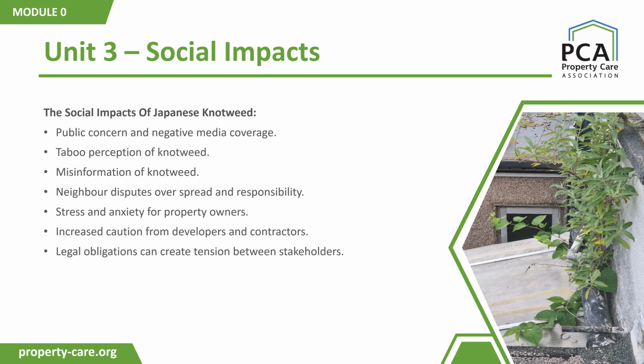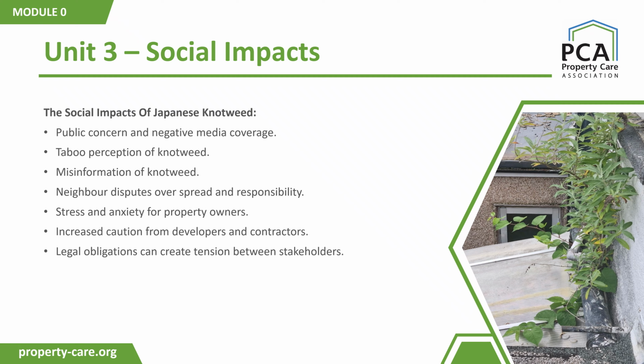This is often amplified by misinformation, which can exaggerate its effect or create confusion about what the law actually requires. Neighbour disputes are a frequent social consequence, particularly when knotweed crosses boundaries or is suspected of doing so. Questions over responsibility, costs, and control methods can strain relationships and in some cases lead to legal action.